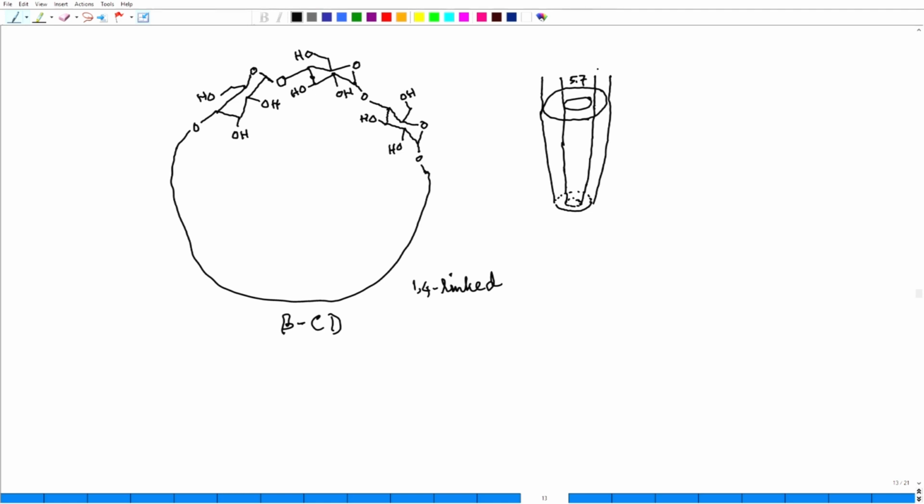And for alpha, all are in angstrom, 5.7 angstrom inside, and outside is 13.7 angstrom. So, it is 5.7 angstrom inside and 13.7 angstrom outside. Let me draw another one. I will not draw all 3, but another one.